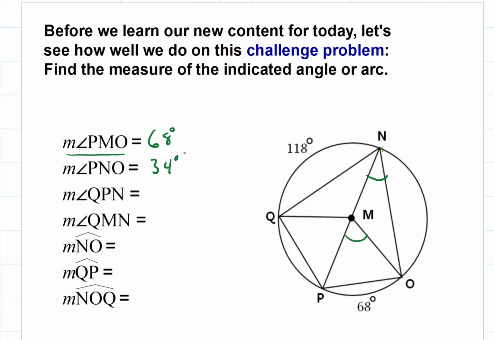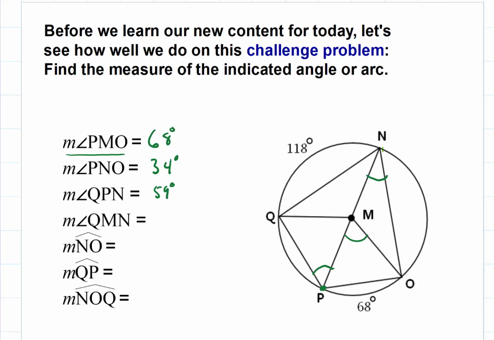Next we'll look for angle QPN. It's another inscribed angle. It has its vertex on the circle. And the intercepted arc this time is 118 degrees. Let's see if I'm doing my arithmetic in my head correctly. That is 59 degrees, 1/2 of 118.